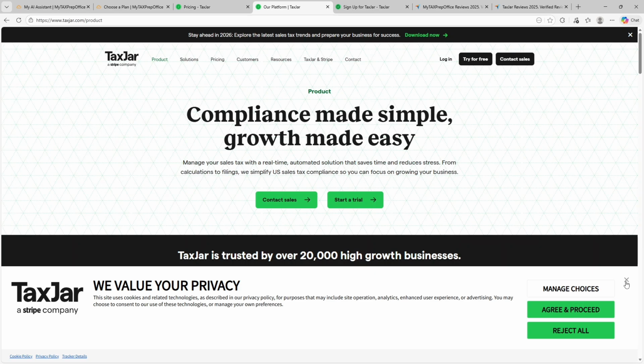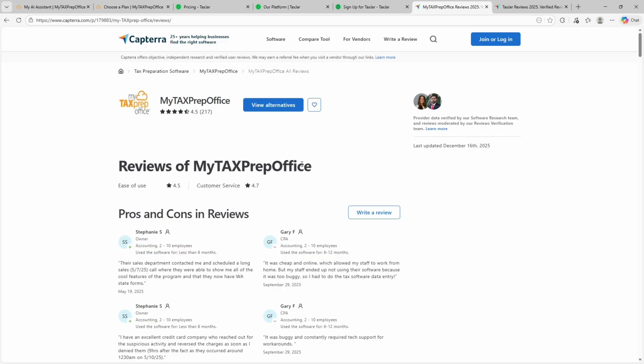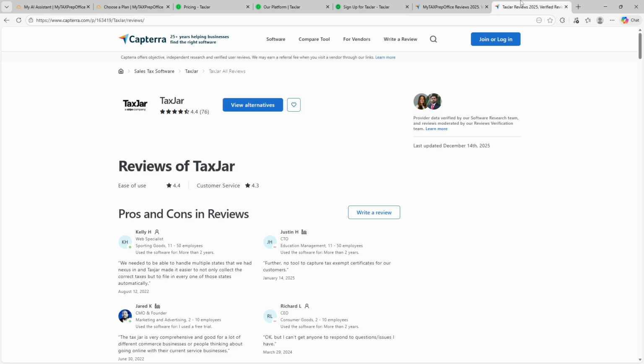In terms of ratings, MyTaxPrepOffice shows strong visibility on Capterra, with feedback commonly highlighting value for money, broad return coverage, and the appeal of unlimited filing under a fixed license, though some users mention a learning curve and feature depth for solo preparers. TaxJar also maintains solid Capterra ratings, with users frequently praising automation, accuracy, and integration breadth, while some note pricing transparency and setup complexity as considerations. As always, ratings should be interpreted cautiously, as review volume, company size, and use cases vary widely.